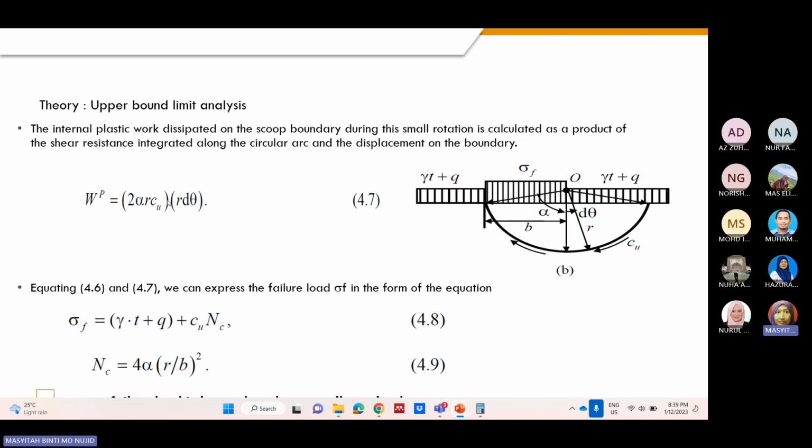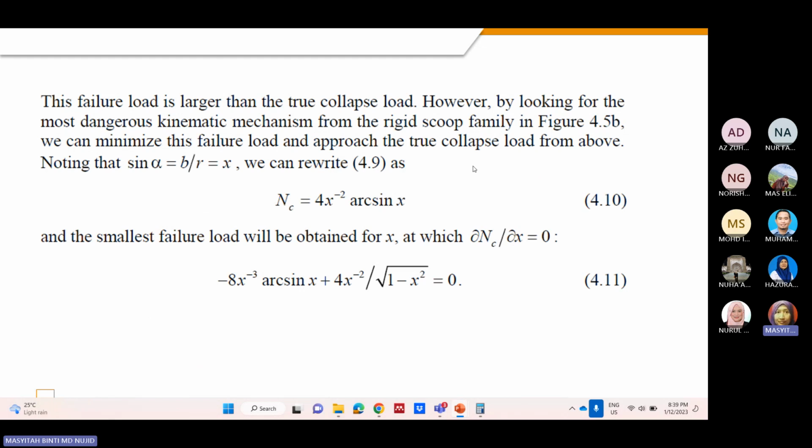calculated as a product of the shear resistance integrated along the circular arc and the displacement of the boundary. So equations 4.6 and 4.7 can be expressed as the failure load in the form sigma_F equals gamma times T plus Q plus C_u N_C, where N_C is equal to 4 alpha R over B to the power 2. So the next step is that the surface load, or ultimate bearing capacity, is calculated by finding the N_C as 4S to the power of negative 2, R sin S.